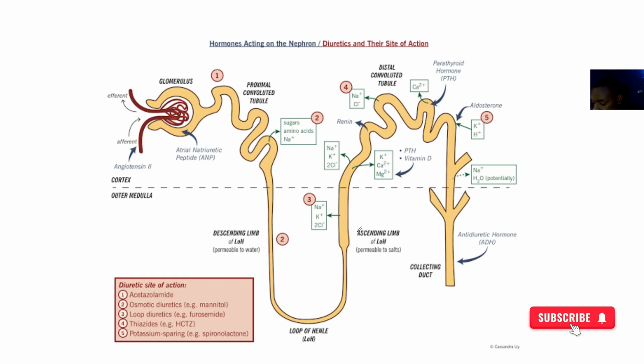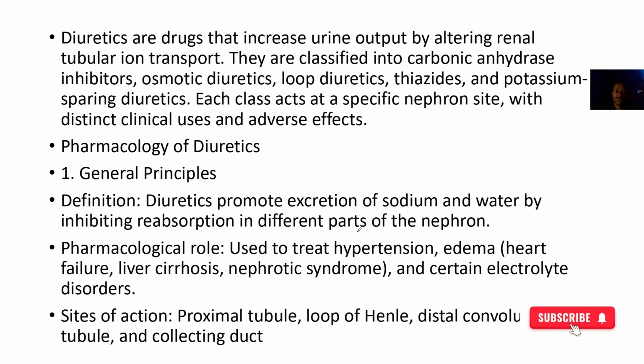So diuretics, in summary, are just drugs that basically help to put out fluid from your body. So if fluid is too much, they help to put it out. Just so you know, they are drugs that increase urine output. They do this by altering the renal tubular ion transport. They are classified into different subcategories, right?